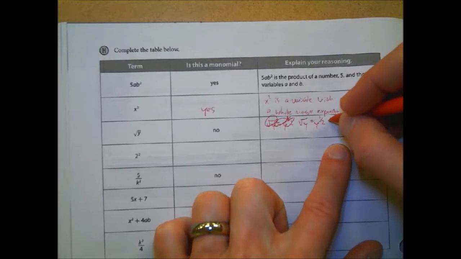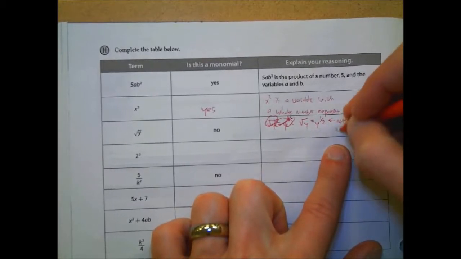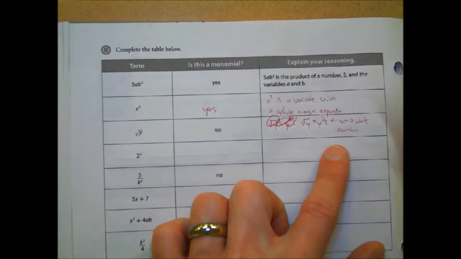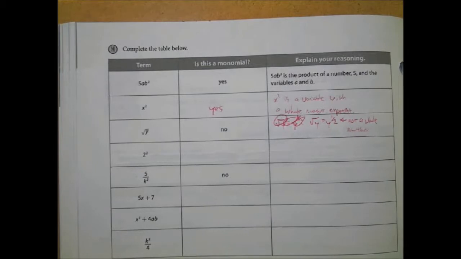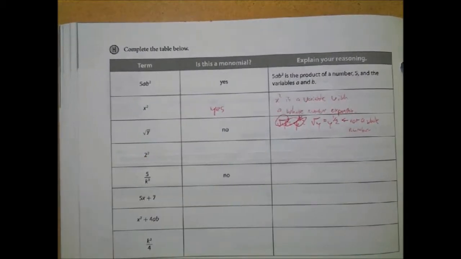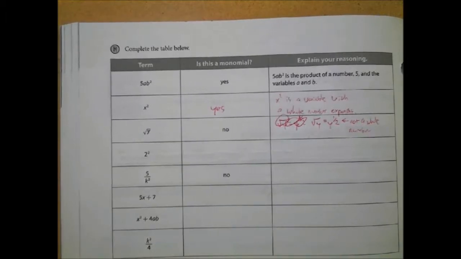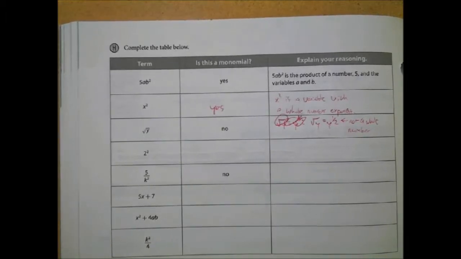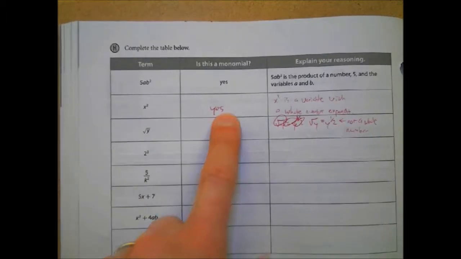So 1/2 is not a whole number. Okay, a whole number exponent for our variables there. Ben, is 2 squared a monomial? No. Why not? Because there's 2 numbers. Okay, no, that's not right. Because it's an exponent. Okay, it does have an exponent, but we had an exponent here with x, and it was a yes. Oh. Then I don't know.